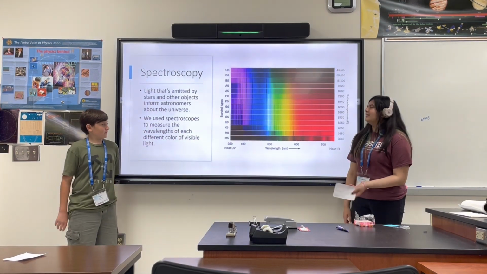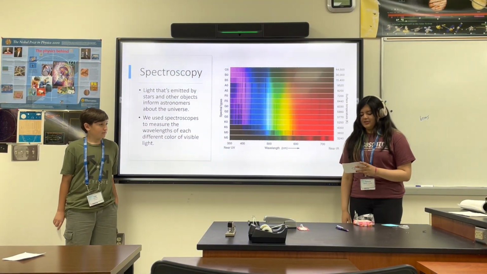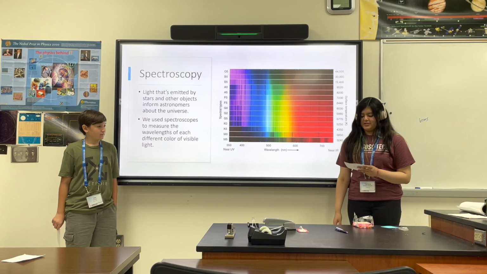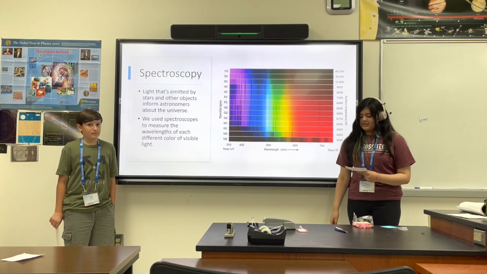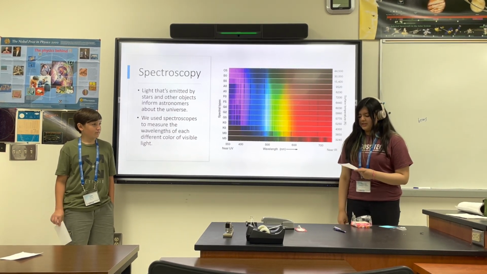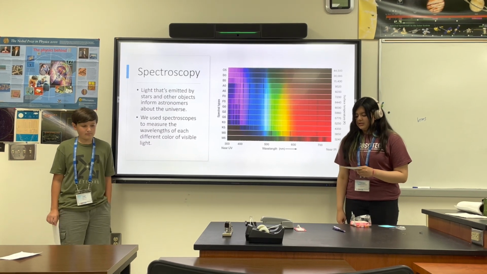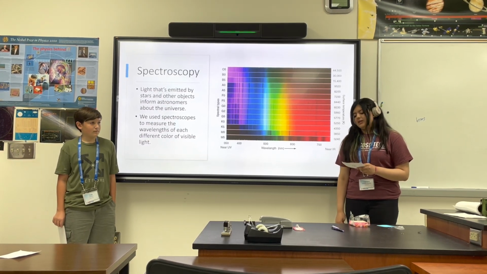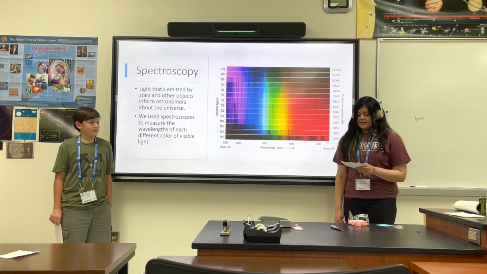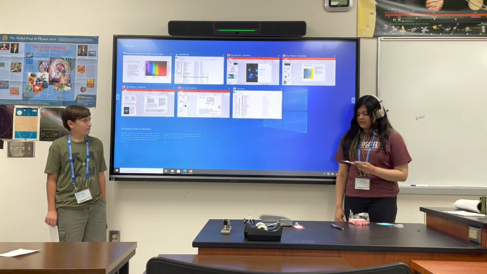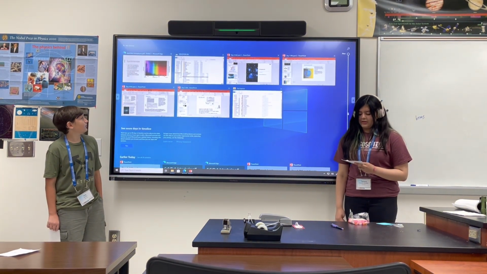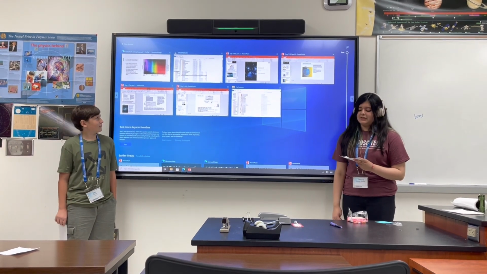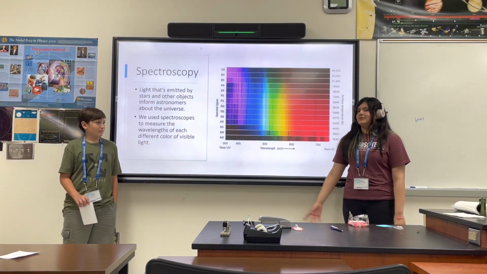We learned about spectroscopy, which is the study of the spectrum of light, and we used spectroscopy in class to look at different materials to see the color spectrum. We determined what materials or colors could be seen in the stars.